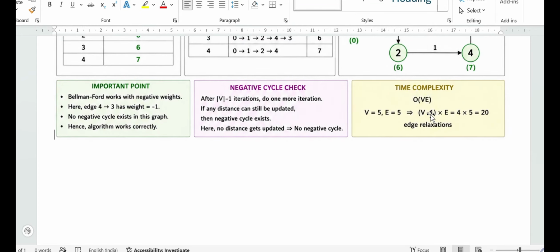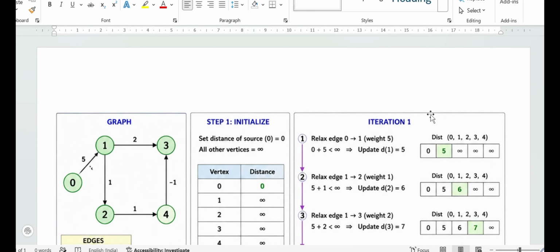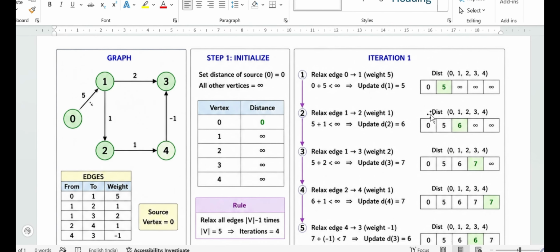So the time complexity is order of V into E, vertices into edges. Clear? So this is the concept of the Bellman Ford algorithm. Thank you.